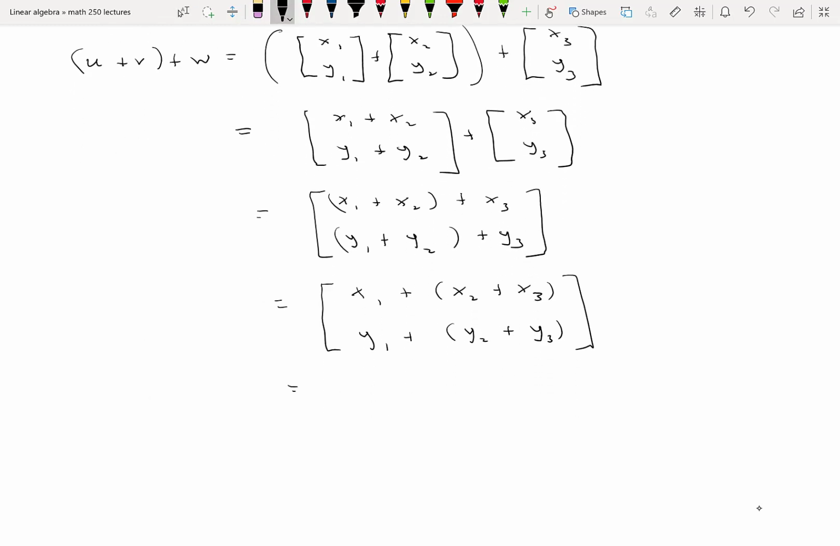So keep going. I can tear this matrix apart by matrix addition. This is the result of adding the matrices, column vector x1, y1, that's fine, and column vector x2 plus x3, y2 plus y3.